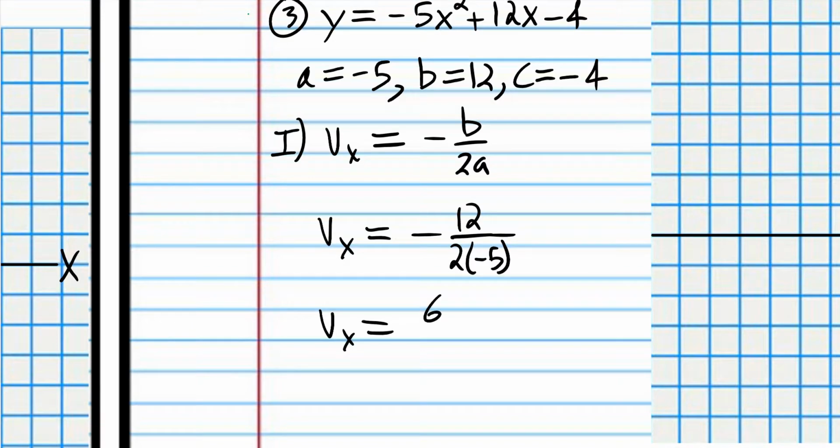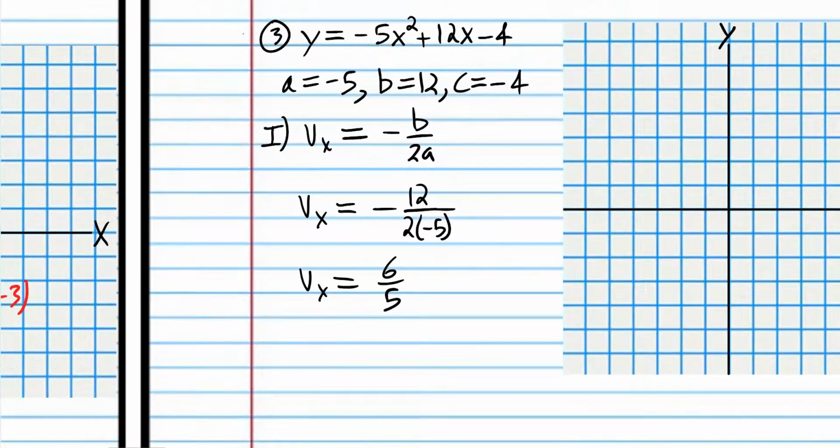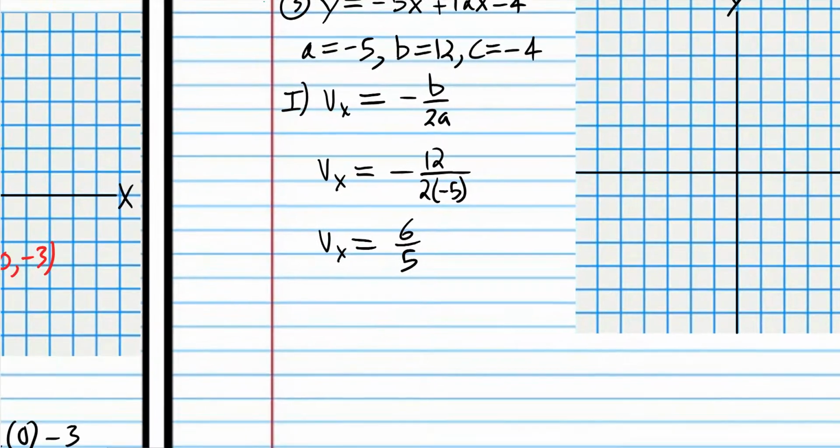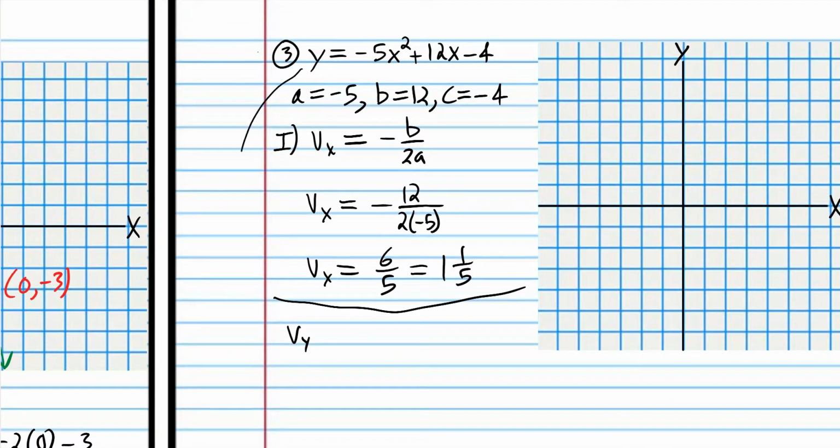So just jumping ahead there, we get 6 over 5, and for graphing purposes, I'm going to change that to 1 1/5. So we found the x value of the vertex. Now we need to find the y value of the vertex, and of course we're going to plug it into that equation up there.